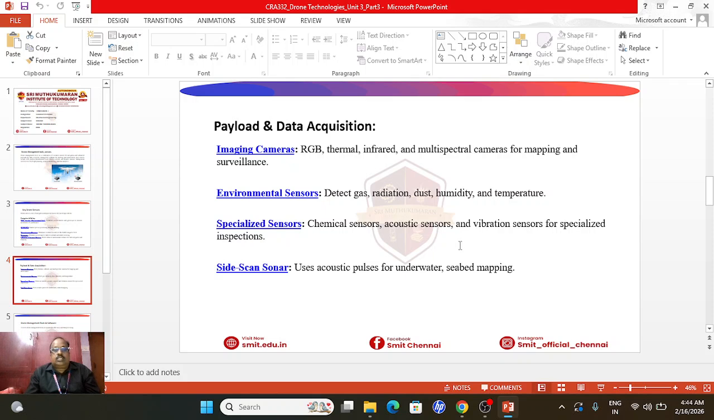Specialized sensors include chemical sensors, acoustic sensors and vibration sensors for specialized inspection. So this data acquisition system is followed for the drone to drone concept. Side scan sonar is also one of the data acquisition methods, which uses acoustic pulses for underwater seabed mapping. So in underwater conditions also we can use the drone with sonar technology for seabed mapping, etc.